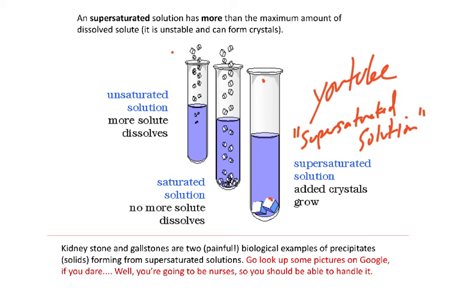Supersaturated solutions. Let's see. There's another thing that you can look up on your own if you dare. Kidney stones and gallstones are examples of precipitates that form out of supersaturated solutions. So precipitate is just a fancy word for a solid that forms. I've considered putting pictures of these up, for your nursing students, but I'm going to let you go look them up on your own if you dare. You should be able to handle it. Look up kidney stones and gallstones. Those are also examples of crystals growing out of supersaturated solutions.